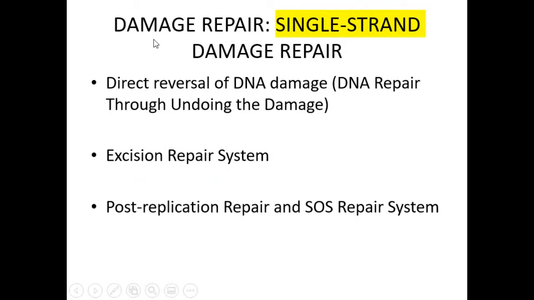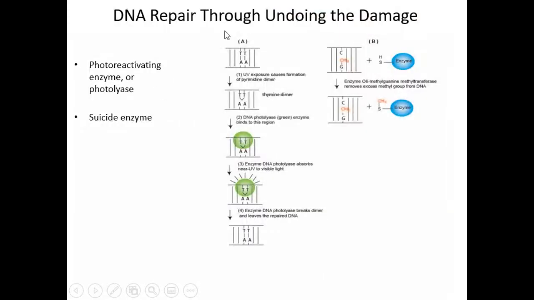And so for damage repair, we have direct reversal of DNA damage, which basically undoes the damage. And then we have excision repair. Remember, we have three different excision repairs. One we just mentioned is mismatch repair, and the two others are base excision repair and nucleotide excision repair. And also we have post-replication repair. These are the ones that the cell can use to repair single-strand DNA damage. The first one, direct reversal, just undoes the damage.